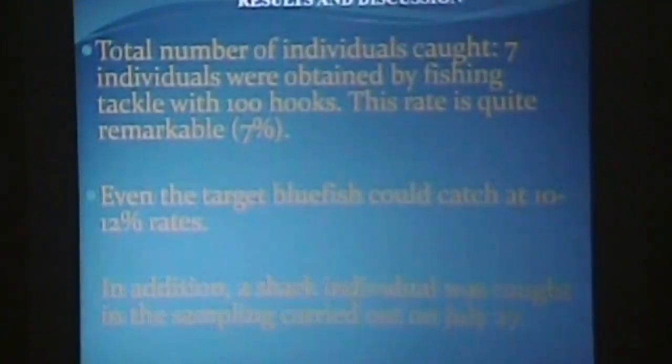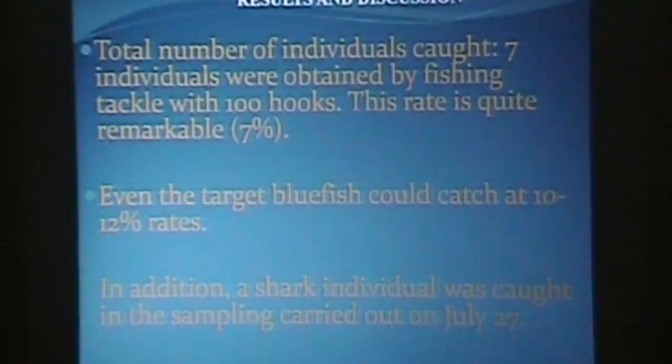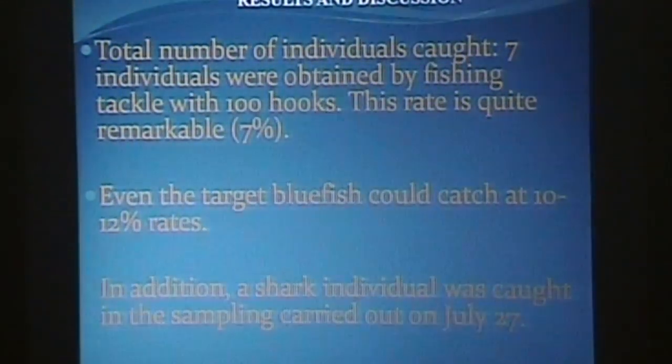Seven individuals were obtained by fishing tackle with 100 hooks. The rate is quite remarkable, 7%, even compared with the target bluefish catch at 10 or 12% rates. In addition, a shark individual was caught in the sampling carried out on July 27 in the second fishing operation.